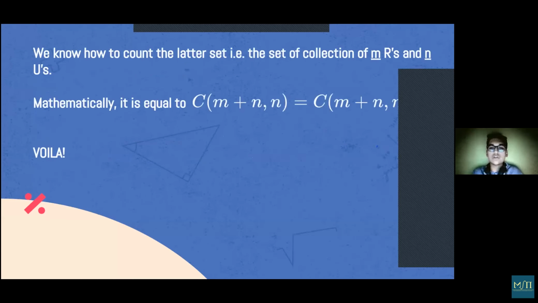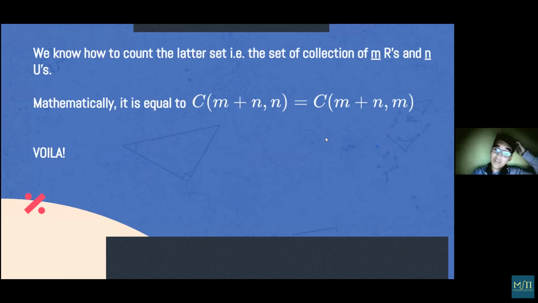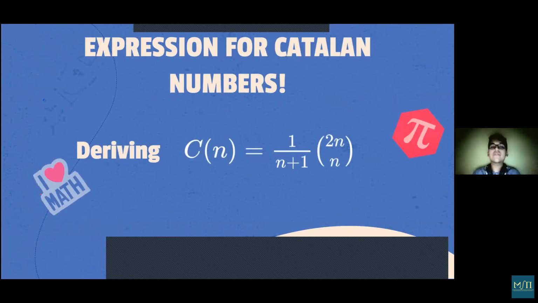Mathematically, that is equal to choosing N R's or N U's or M R's from the set of M plus N R's and U's, which translates as choosing M plus N choose N, right? Fairly easy stuff. And that's our answer for this entire problem, right? There we go. With that out of the way, now we'll move on to deriving the expression for Catalan numbers.